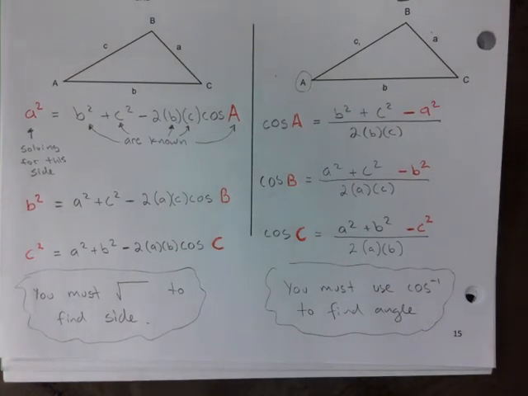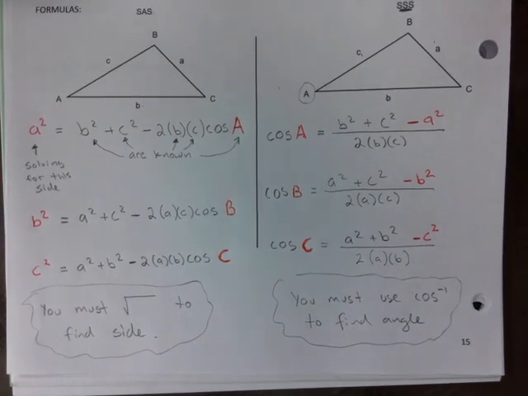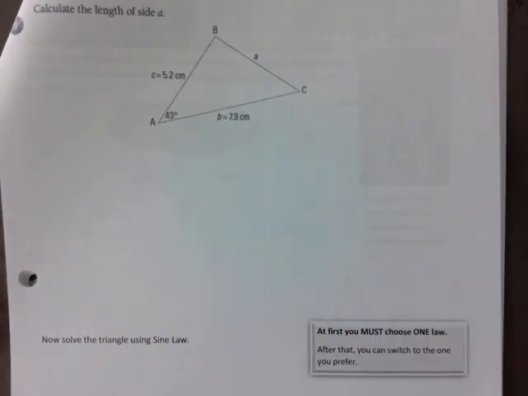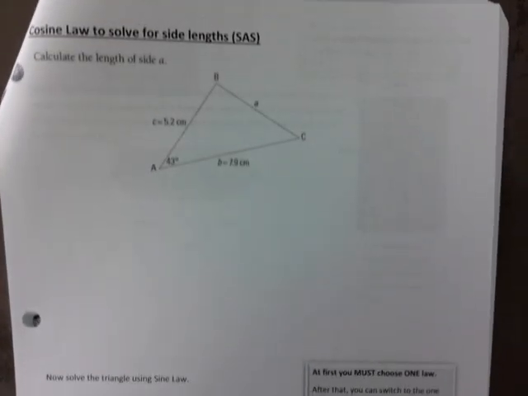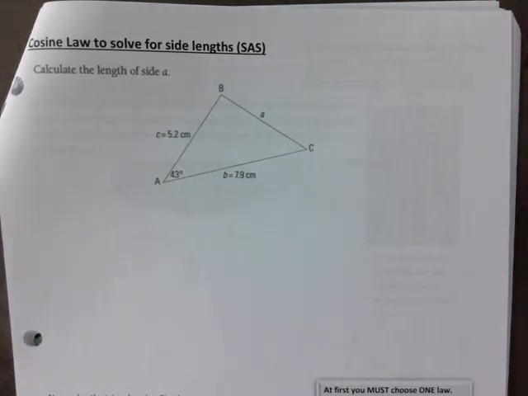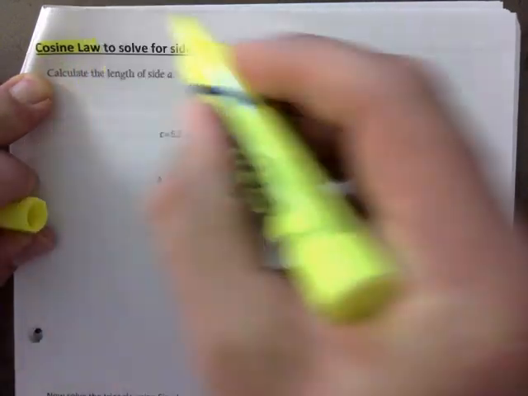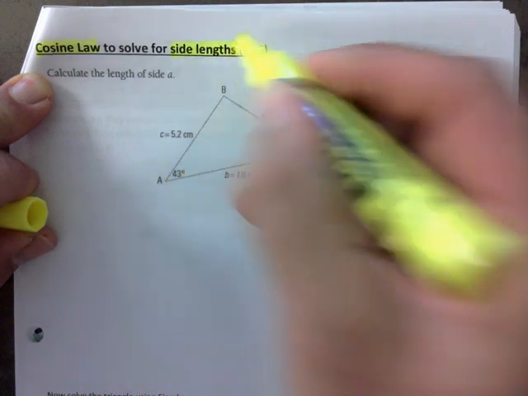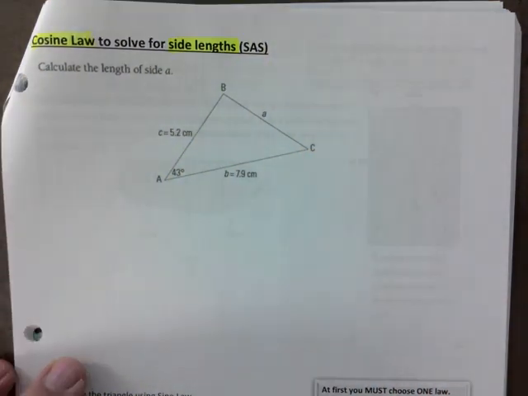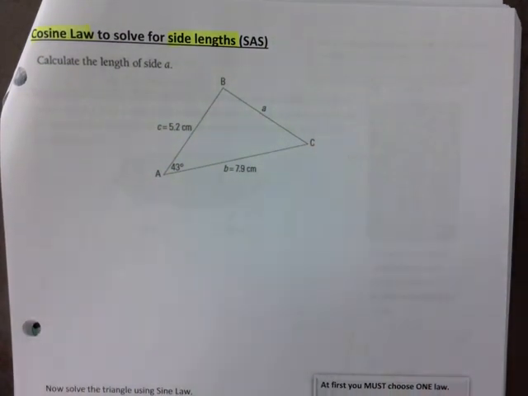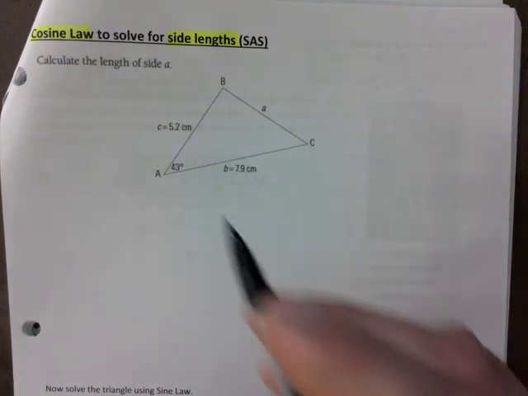So SAS, or all three sides, right? Those are your choices. Let's go to the next page here. Let's put it to the test. Ready? And for the first example, I will write out my formula, whether you like it or not, okay? So mean, so demanding. Cosine law to find side length, right? So we did the same thing with sine law. We first focused on side lengths and then we did the angle.